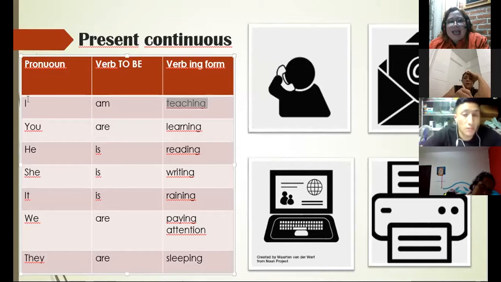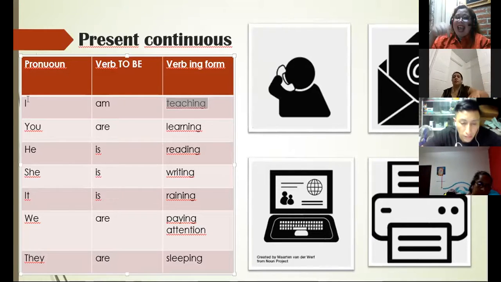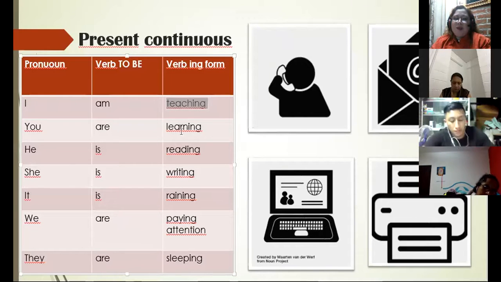What is the idea here? Let's see. I am teaching now, okay? I am teaching now, correct? So I am teaching. What are you doing? Ah, you are learning. Okay, we use ing at the end of the verb. This is the gerund form, okay? Or ing form, okay?